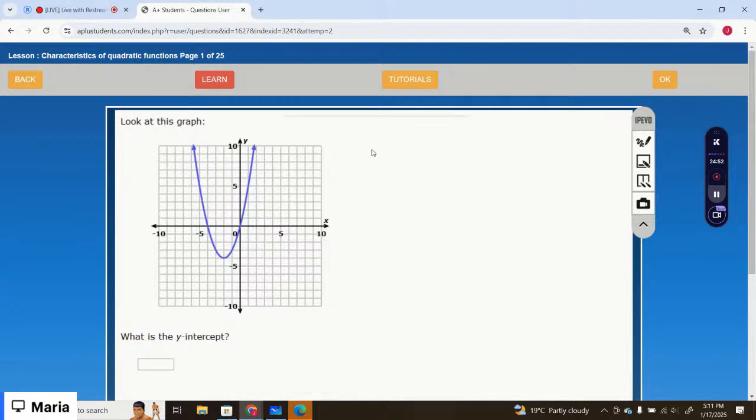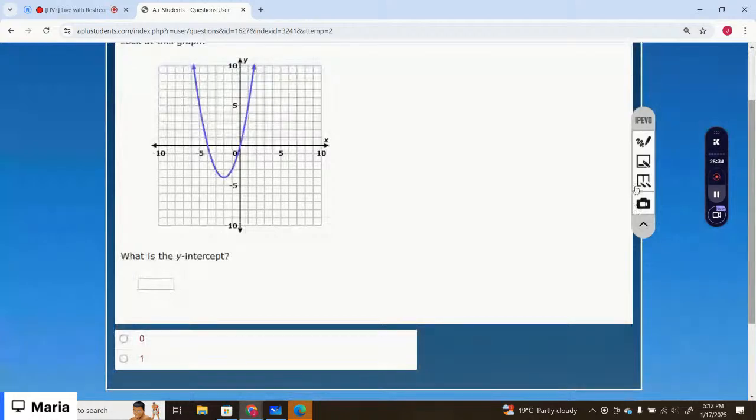Let's start with the test. Look at the graph. What is the y-intercept? Which is the correct option? Look at this graph. What is the y-intercept? So the graph is passing through the origin, right? That means the y-intercept is 0. The y-intercept is 0. Option number 1 is the correct option.